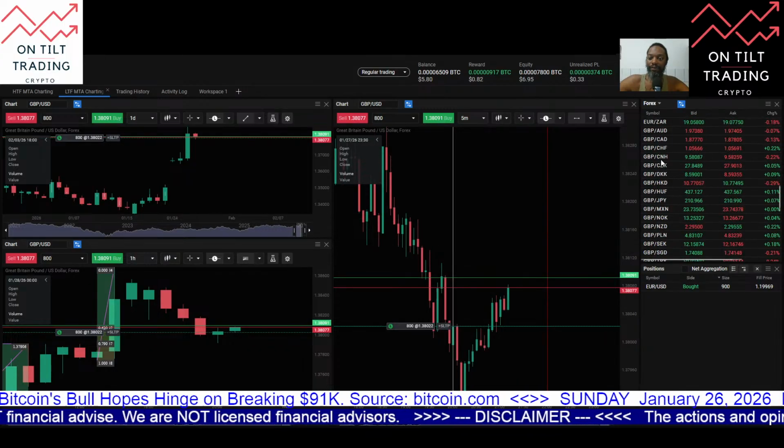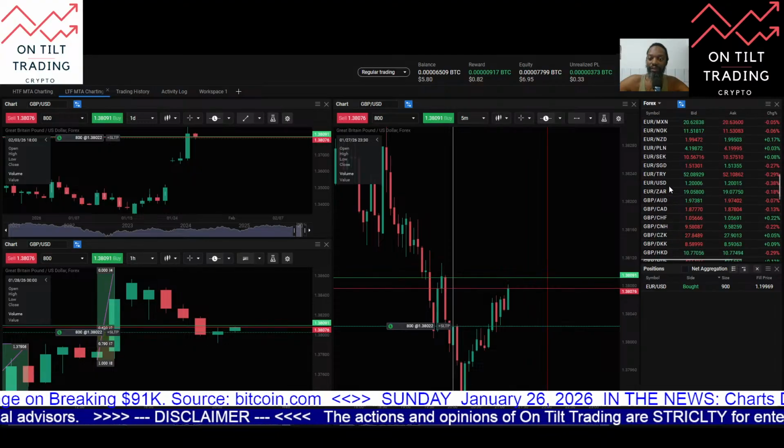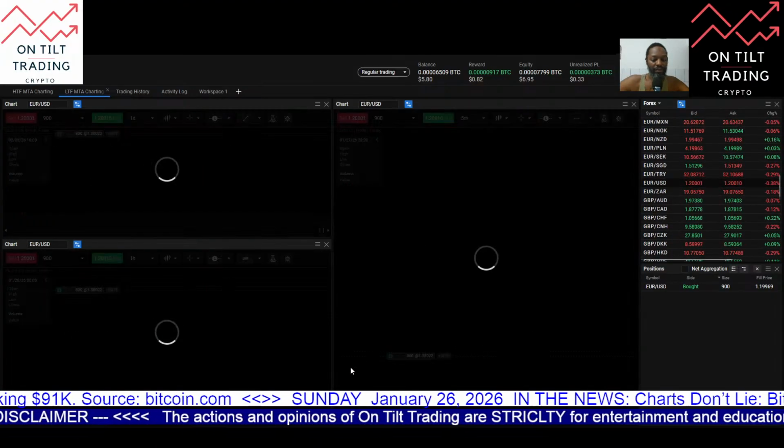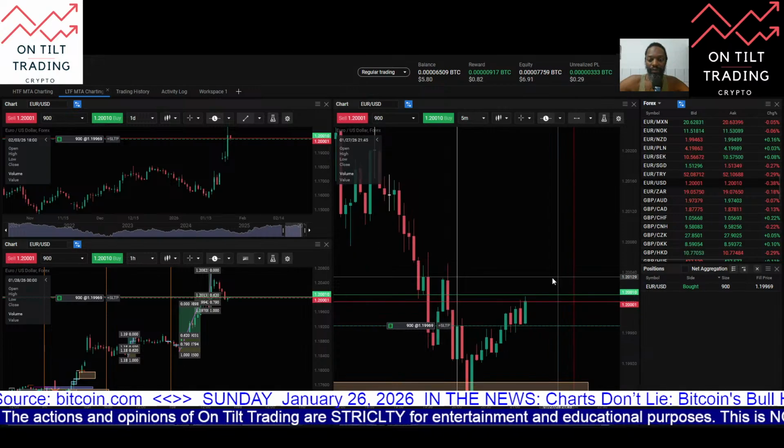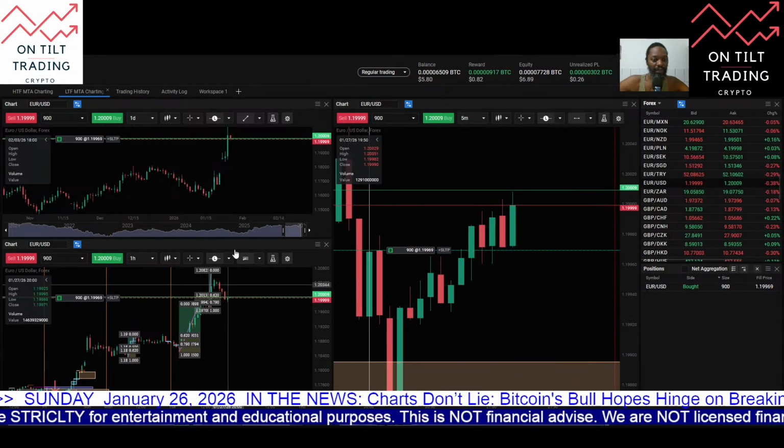I'll head back over to Euro USD. We'll keep an eye on the trade that we have active while this limit order sits and waits for a potential opportunity there. We'll let it marinate a bit.